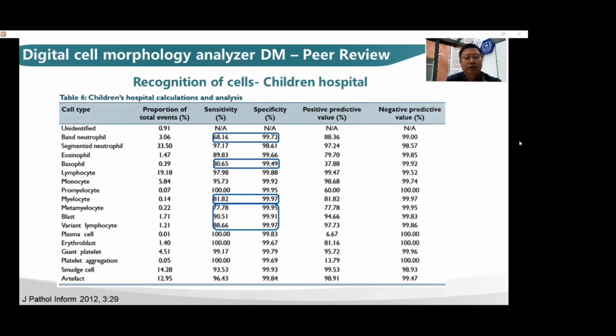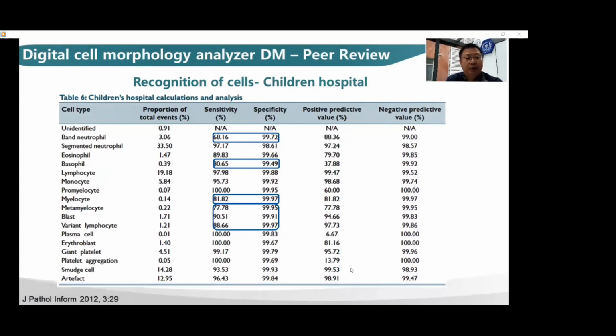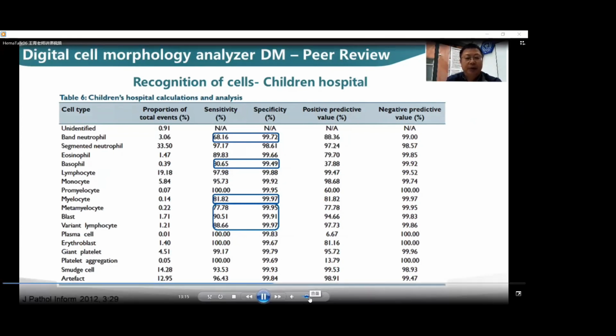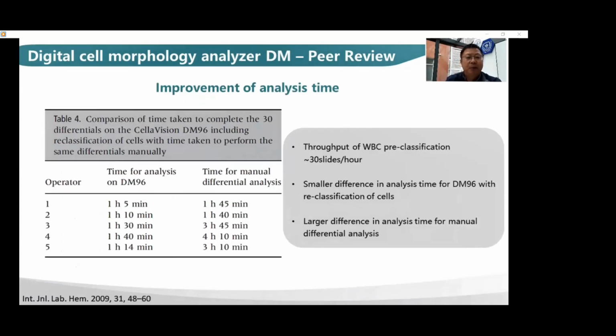And we can also clearly say that for other cells, especially if we place this study in a children's hospital, and also the band neutrophils, especially for the DM according to the peer review, the sensitivity is also improved on the segmented neutrophils. And also for the promyelocyte, it can reach 100%. So you can clearly see that for the blast, the sensitivity is more than 90%, whereas for specificity, over all the blue dotted area, it's always more than 99%.